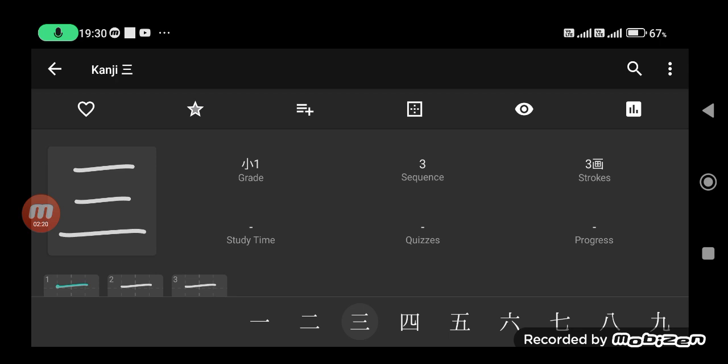So for this lesson 007, let's start with the san, or 3. So let's begin with the stroke order. Please don't disregard the correct way of doing strokes.